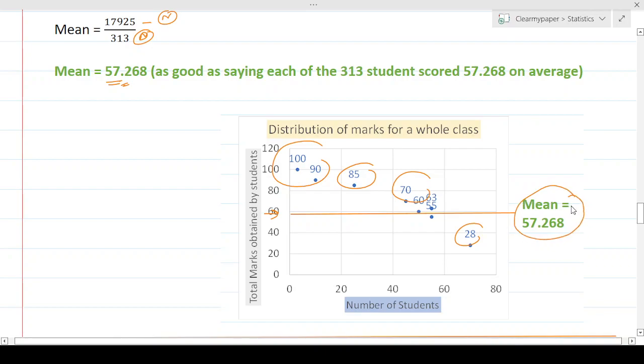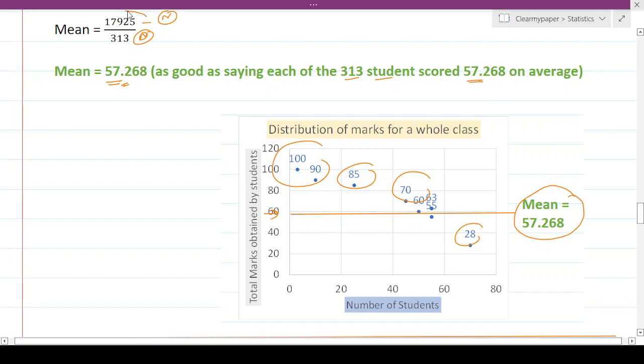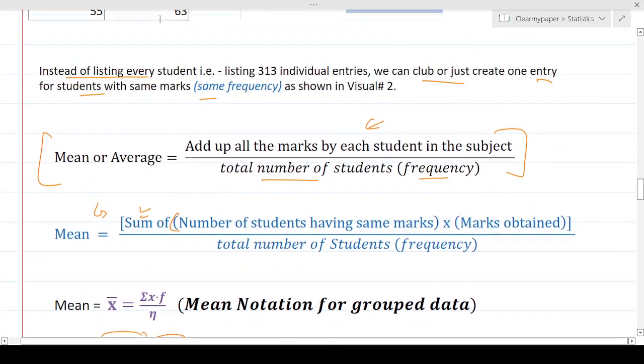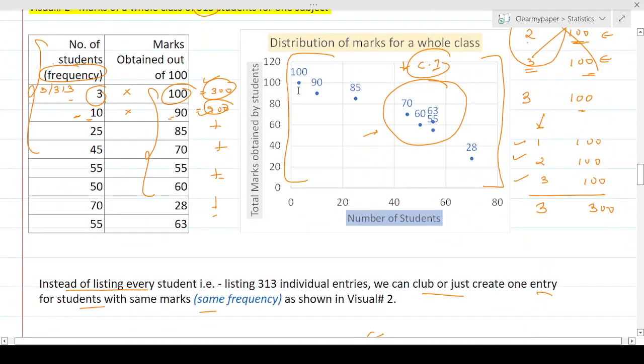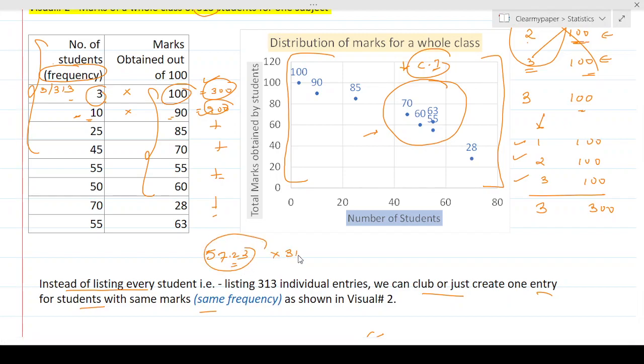What it means is, assume that each one of these 313 students would have scored 57.268, still we would have got the same total as over here, which is 17925. So it would have been the same thing. Whether we take these individual, actual marks, or we assume that each student has got the average mark of 57.268, and add up that multiplied by 313 students, it is going to give us the same answer. So that's what it means.